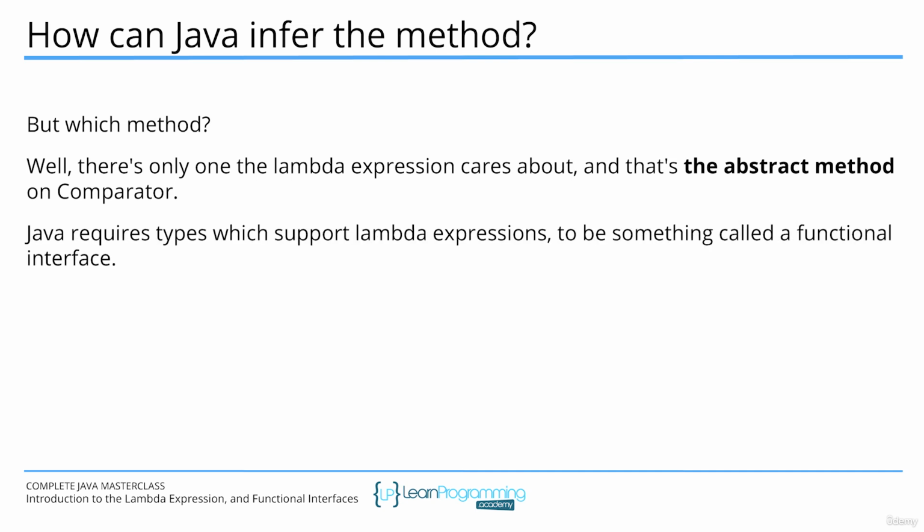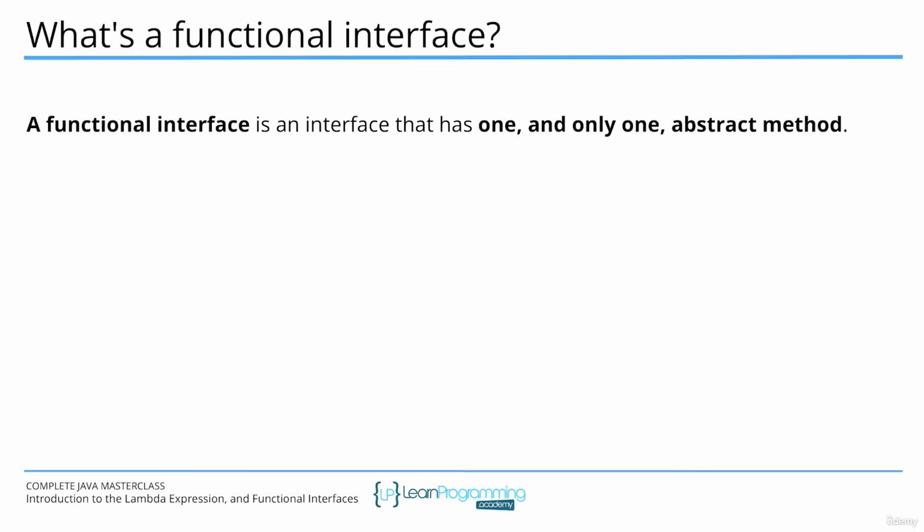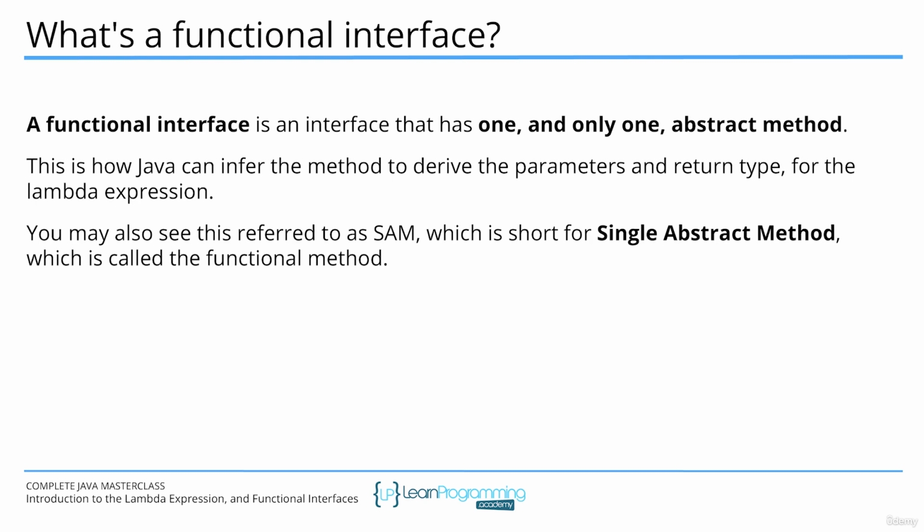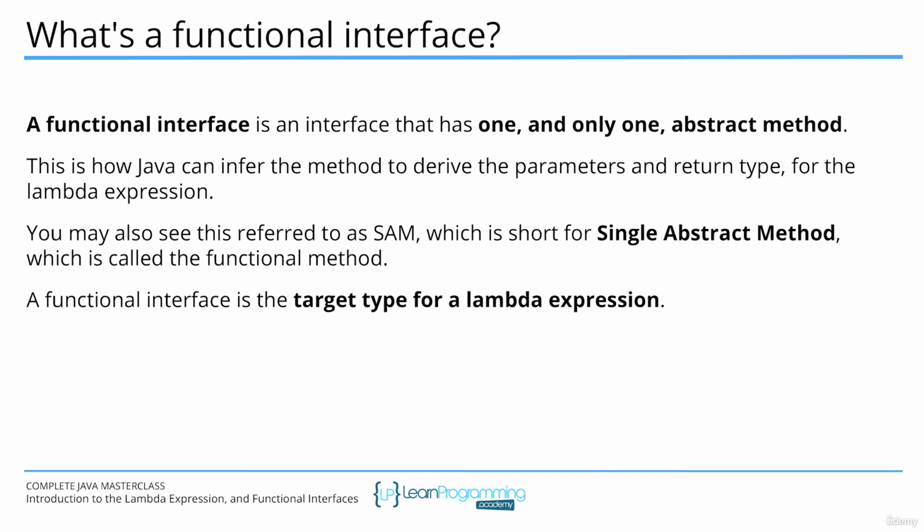Java requires types which support lambda expressions to be something called a functional interface. A functional interface is an interface that has one and only one abstract method. This is how Java can infer the method to derive the parameters and return type for the lambda expression. You may also see this referred to as SAM, which is short for single abstract method, which is called the functional method. A functional interface is the target type for a lambda expression. Let's explore this further in a bit of code.